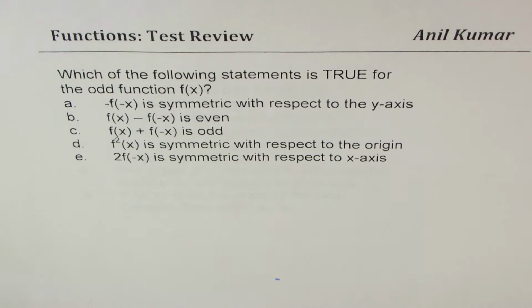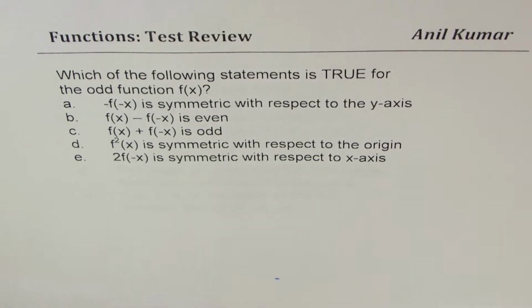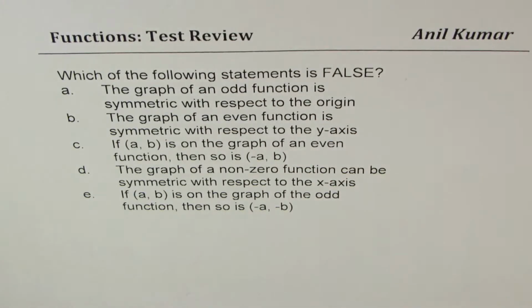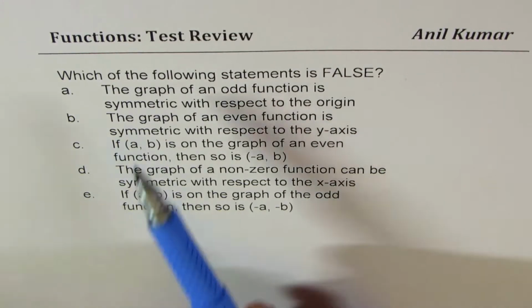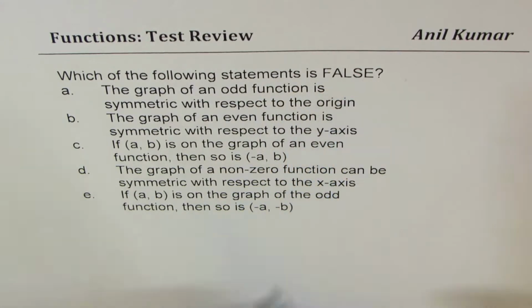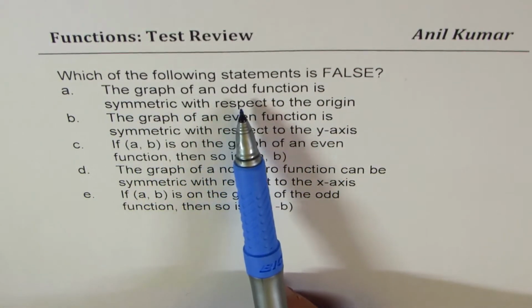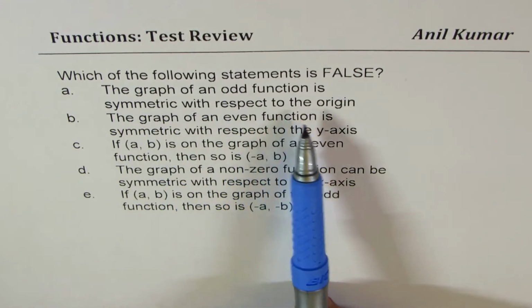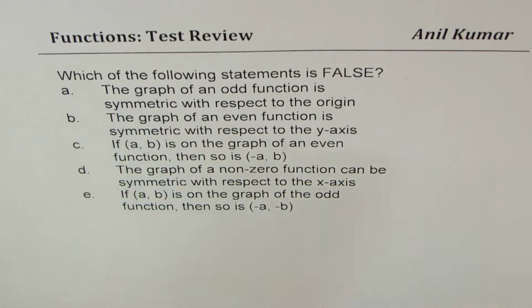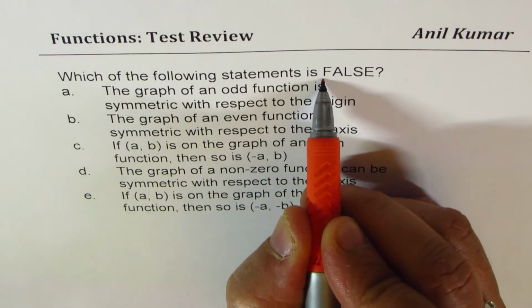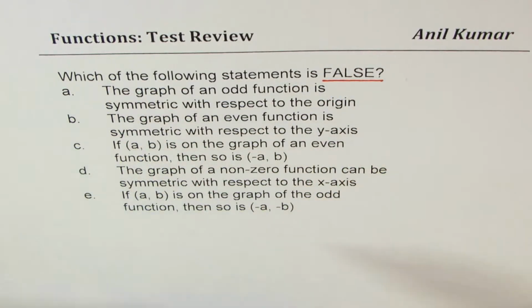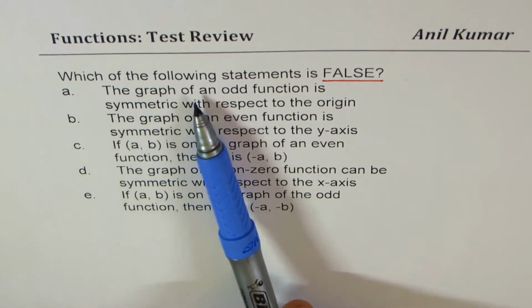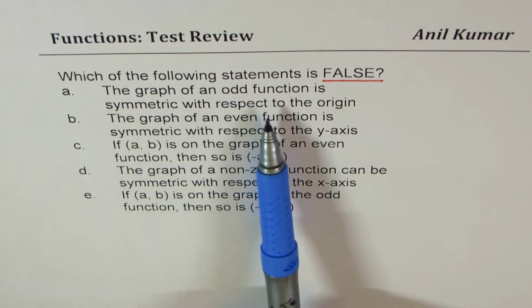The second question, based on the same concept, says, which of the following statements is false? The graph of an odd function is symmetric with respect to the origin. So here, remember, we're talking about which of the following statements is false. So most of them are correct. Only one is false. The statements are, the graph of an odd function is symmetric with respect to the origin.